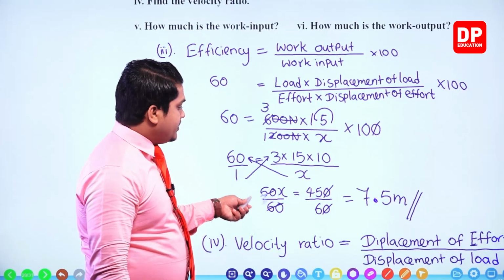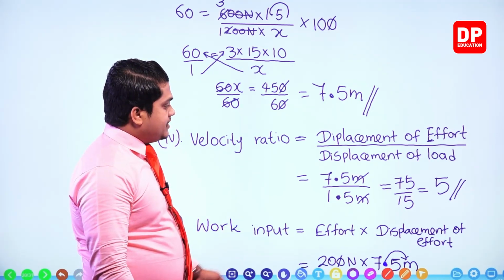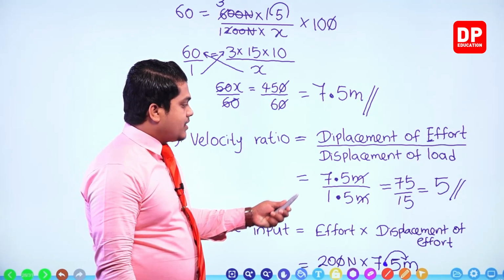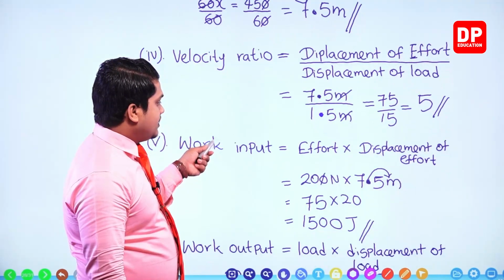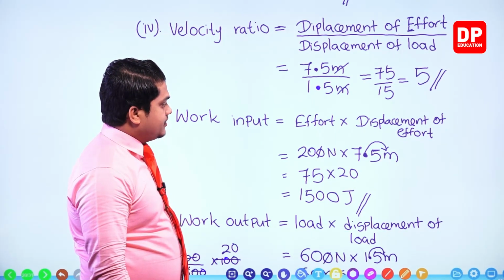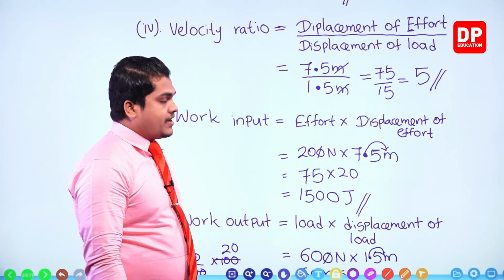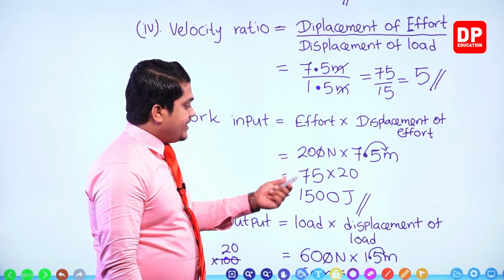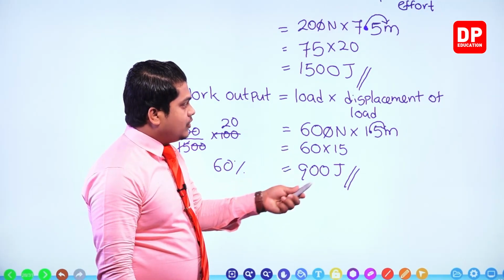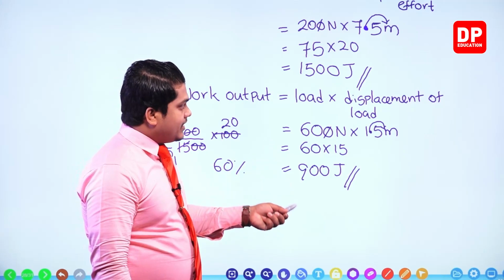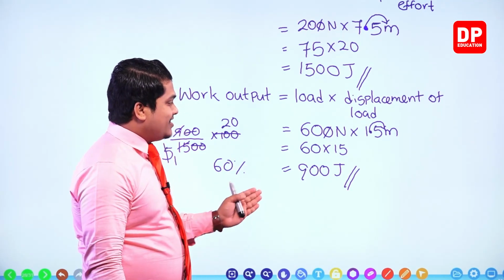Then the velocity ratio is equal to displacement of effort division the displacement of the load. Displacement of the effort is 7.5. Displacement of the load is 1.5. So when you divide those two, the answer is 5. Then the work input: effort multiplication the displacement of the effort. Effort is 200, multiplied by 7.5, the length of the inclined plane. 75 into 20, 1500. Then the work output equals load into displacement of the load. 600 Newton is the load, multiplied by 1.5. So 600 into 1.5, 900 joules.